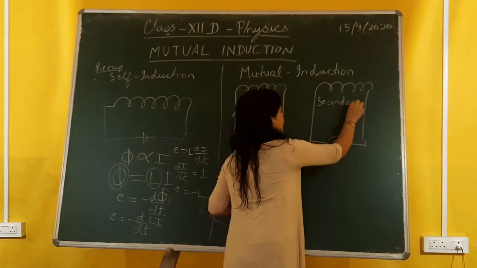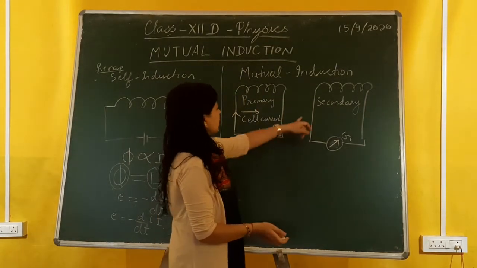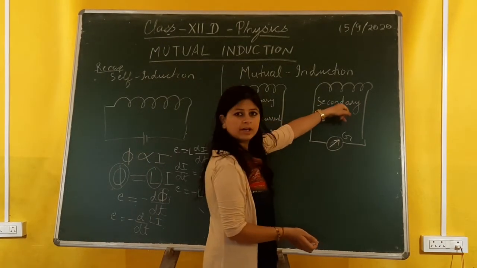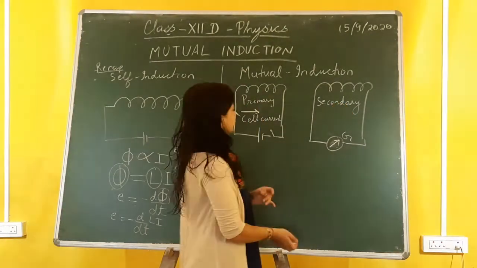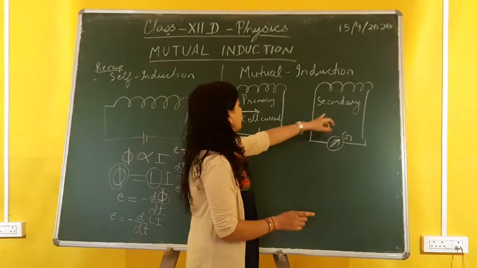Same theory will be applied when we do transformers also, okay. Now a current will be set up in the secondary, okay. What will be the direction of current? The direction of current should be such that it should be opposing, following Lenz's law, opposing the cause.